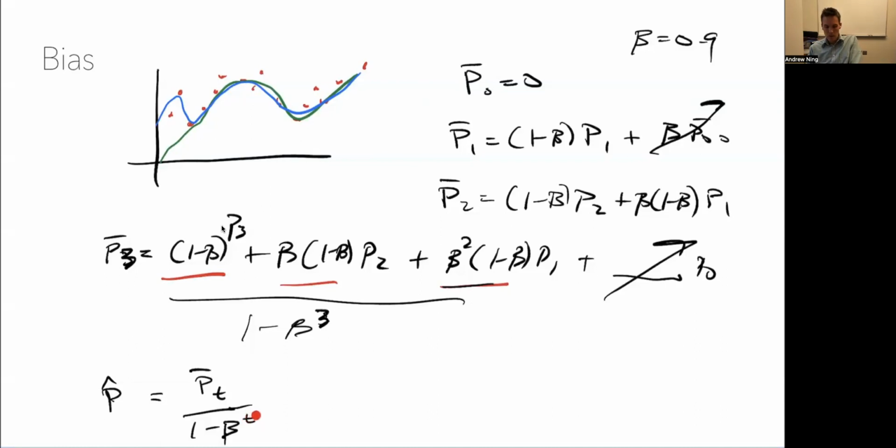Notice as T gets really big, this number is going to go to 0 because beta is less than 1. So I'll just get my average power. And that should make sense because as these terms get longer and longer, the significance of having missed that one term is not important. But at the very beginning, it can be important.